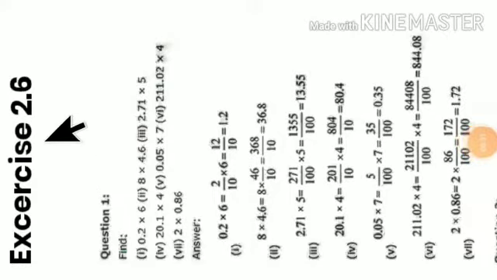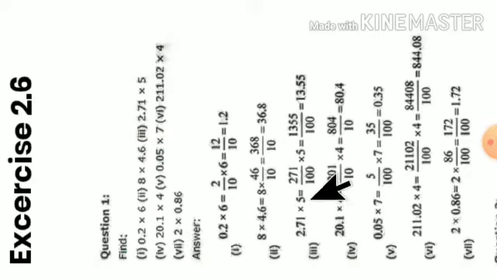Exercise 2.6, question number 1. Find 0.2 into 6. So 0.2 into 6 equal to 2 upon 10. We have to remove the point. After point there is 1 digit, so upon 10 will come. 2 upon 10 into 6, so 6 twos are 12, equal to 12 upon 10 equal to 1.2. 8 into 4.6 equal to 8 into 46 upon 10. Now 46 multiplied by 8 equal to 368 upon 10 equal to 36.8.